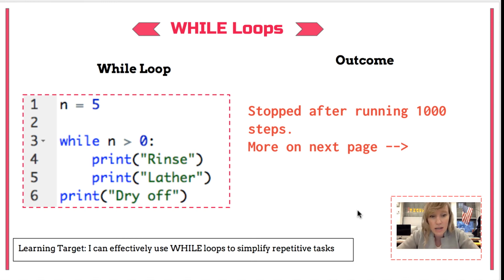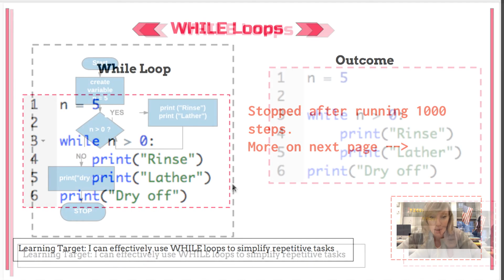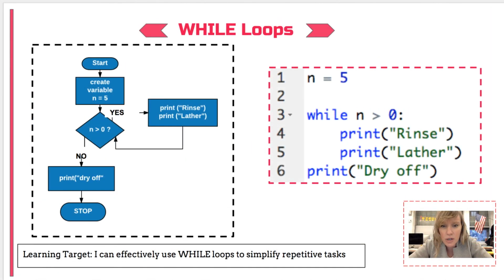So this one has n equal to 5, while n greater than 0, print rinse, lather, and then it checks again whether n is greater than 0. Now the outcome of this, from a different development environment, says stopped after running 1,000 steps, more on next page. Okay, let's look at the flowchart to see what's happening with this while loop.